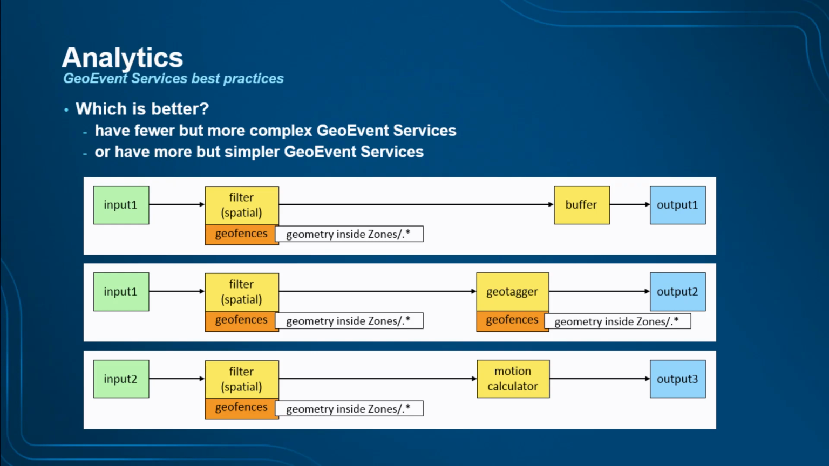But it does get interesting in particular when your continuous analytics involves spatial filters or geotagging that needs to leverage geofences. So for example, what you're looking at in this diagram here is a set of GeoEvent services. Two of them, the first two, are using the same input 1. And all of these services, however, are referencing the same set of geofences, which are called zones. Each of them is doing a spatial filter against this geofence category called zones.